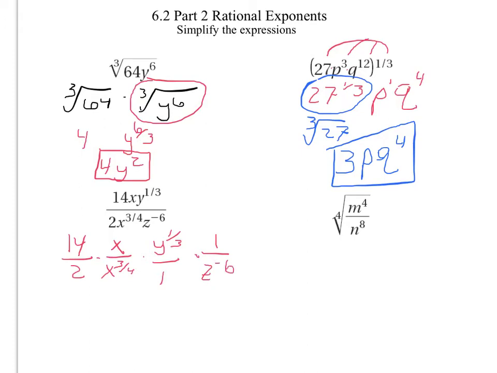Now, simplify each part. So 14 divided by 2 is 7 over 1. The x's. We have x to the first on top, x to the 3/4 on bottom, so it's just subtract. Top exponent minus bottom. So x to the 1 minus 3/4 would be x to the 1/4 over 1. Our y's, there's nothing that's going to happen there, so it's just y to the 1/3 over 1. And then our z's, this has a negative exponent, so it flops to the top, becomes z to the +6th over 1. And now we can just throw it all back together.